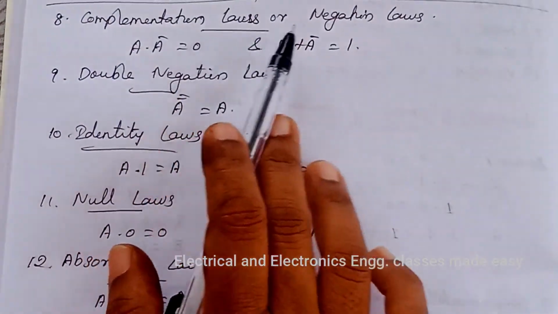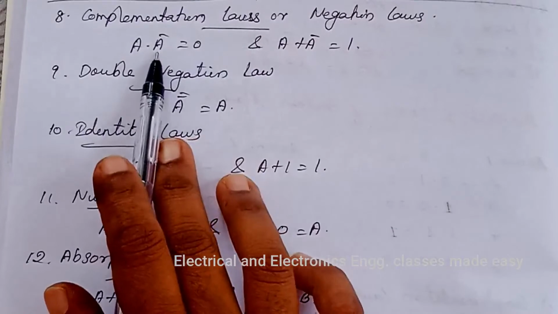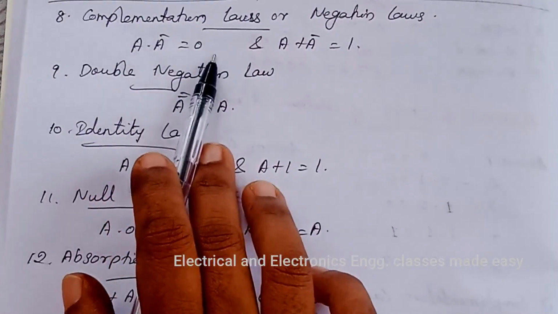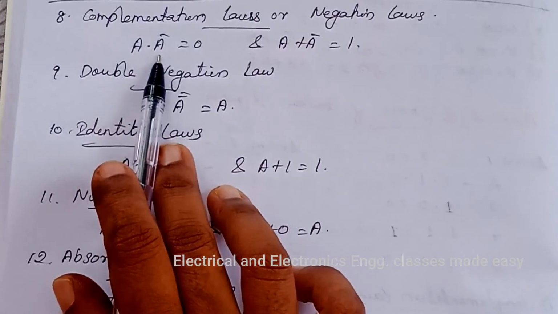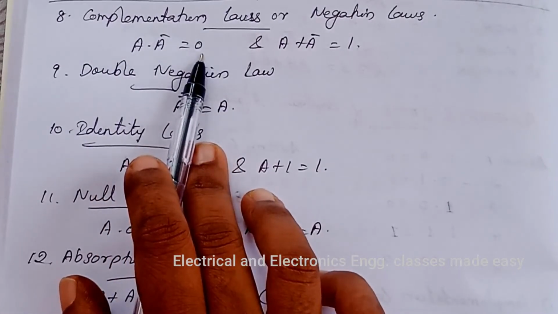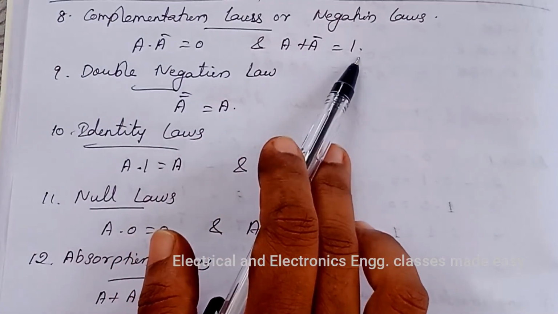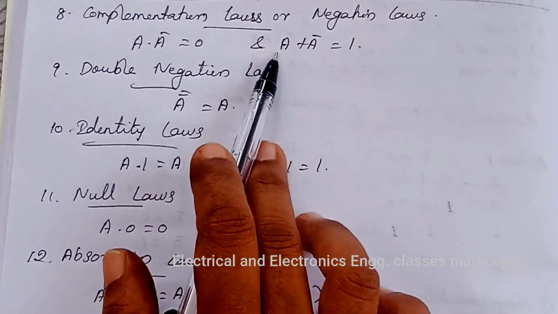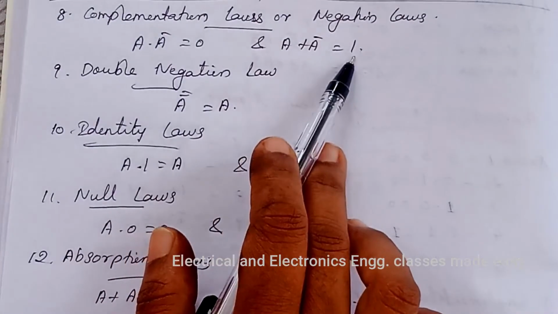Next is complementation laws or negation laws. First one is A dot A bar equal to 0. That is a variable ANDed with its complement is always equal to 0. Also A plus A bar is equal to 1. That is a variable ORed with its complement is always equal to 1.